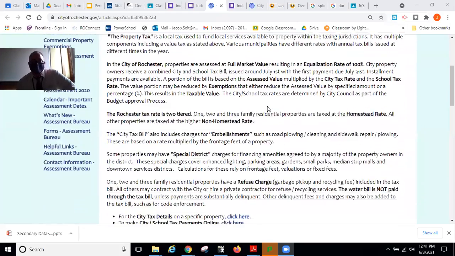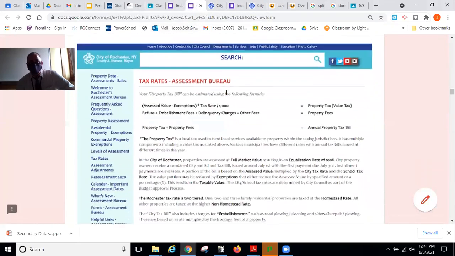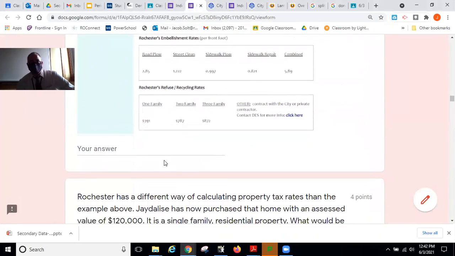So I'm going to share my screen again. Hopefully you've had a chance to look this website over. If you are looking at the tax rate for the city, it is right here, 6.42, right? And the important thing is, it's 6.42, but you have to say per $1,000 of value. So let me go back to my Google Doc. I want to put $6.42 per $1,000. All right. That's the city tax rate here in Rochester, New York.